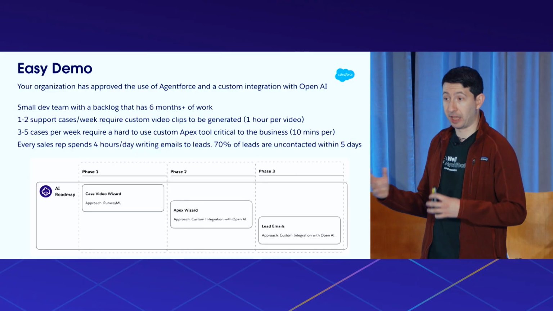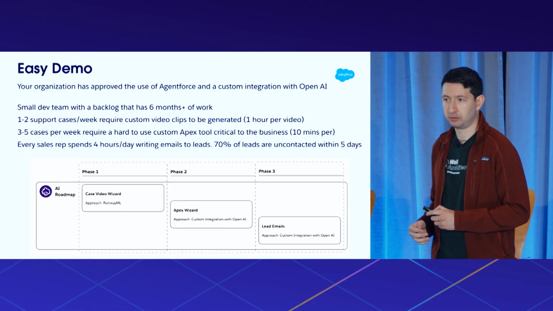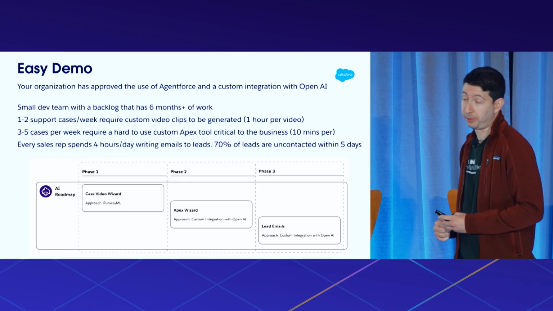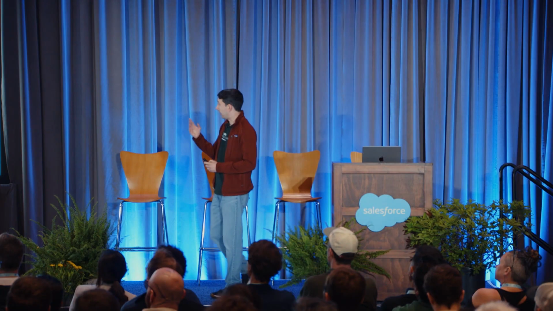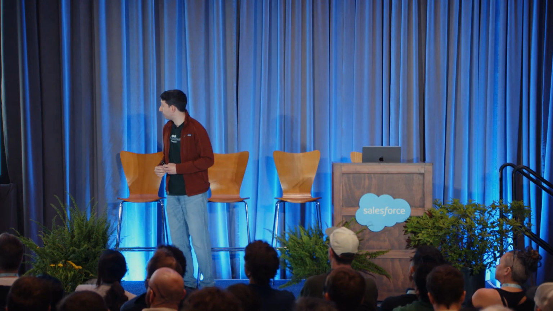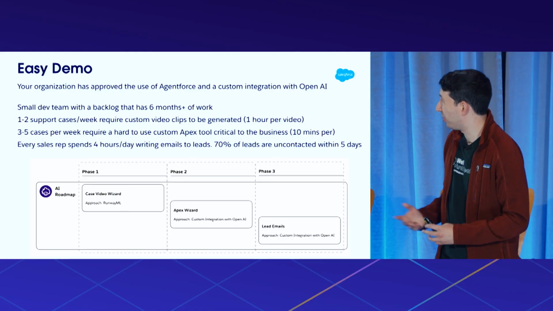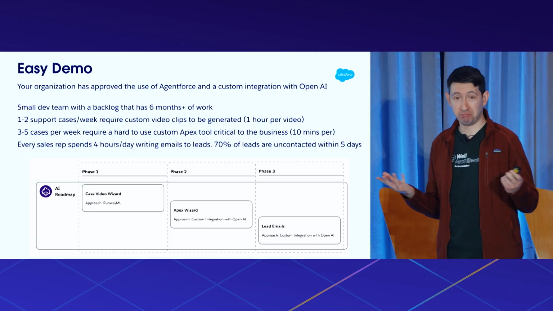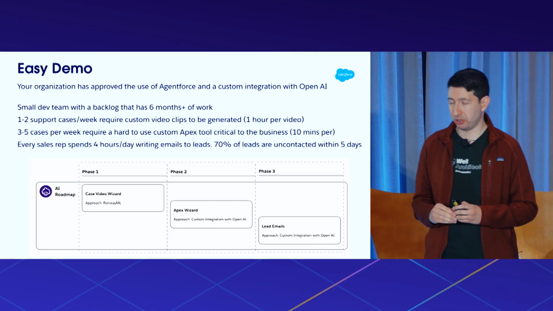Where would we put that at? So if we have leads first, where do we want to put our Apex wizard after that? Or solving that problem, at least, with cases? Probably third? OK. And then we have our custom video clips for cases. It takes about an hour per. We get 1 to 2 per week. Maybe second there, maybe third there. Any other concerns with the approach?